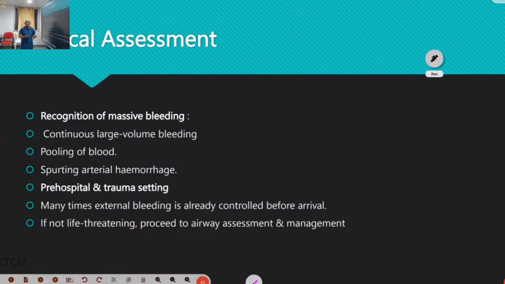We can start with the airway assessment, since if the pre-hospital team has already arrived and taken care of the patient, they might have already done this exsanguination part, that is, the control of hemorrhage. And if you are not able to see a life-threatening hemorrhage or condition, we can proceed to airway assessment and management.